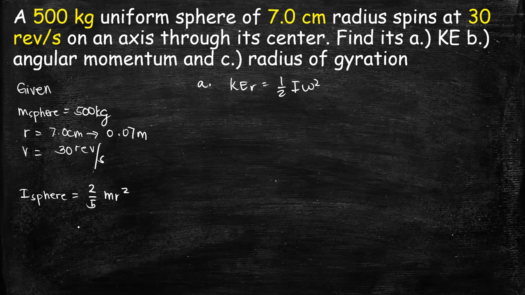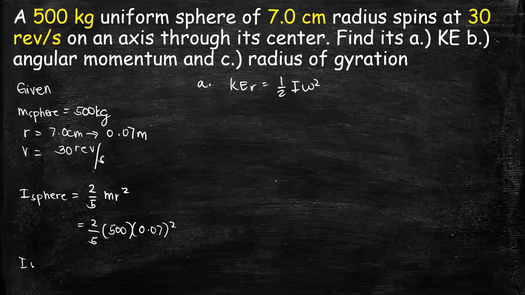mr squared. Okay, so 2/5, yung mass ng object natin, ng sphere is 500, and yung radius niya in meters is 0.07 squared. Okay, so yung I ng sphere would be equal to 0.0098, or kulang ng 0, 0.00098 kilogram meter squared.